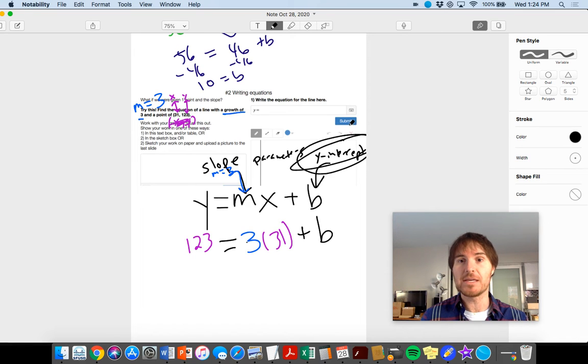What does this have to be to make sure that when we multiply 3 by 31 and add something to it, we get 123, and that's a solution here? That's all you have to do in problems like this. We're given an m. What else are we given? Well, we're given an x, 31, and a y, which is 123.